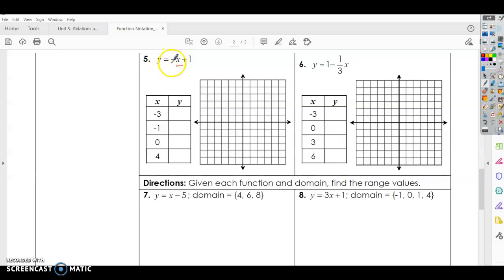So we've got a negative as part of the equation. -3 makes that +3. 3 plus 1 is 4. I'm going to take negative times -1, which is 1. 1 minus 1 is 0. And then take 0. -0 is still 0. Plus 1 is 1. And then minus 1 times 4 is -4. Plus 1 is -3. So I'm going to go left 1, 2, 3, and up 1, 2, 3, 4. And then I'm going to go -1, 0. I'm going to go 0.